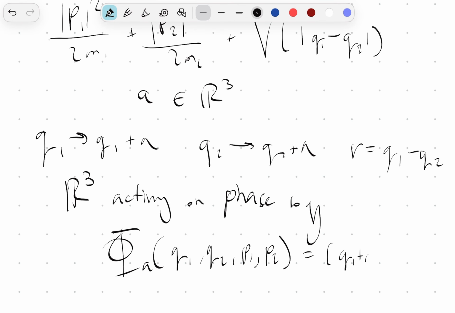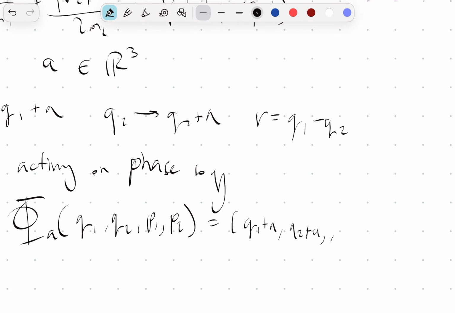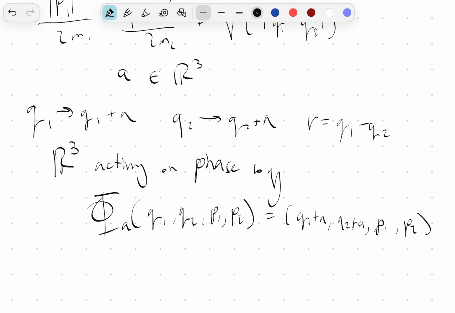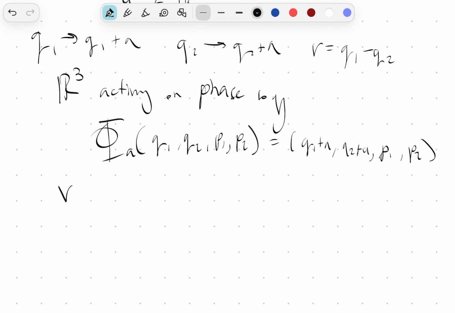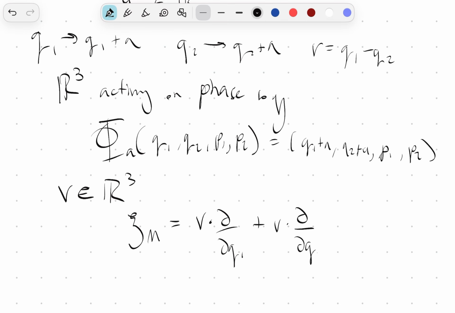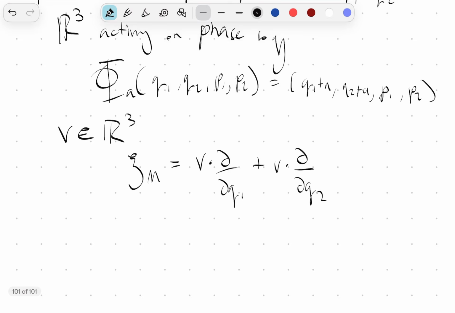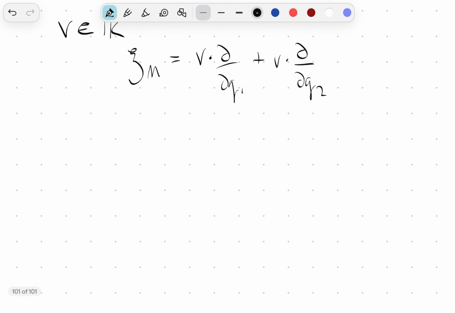to be Q1 plus A, Q2 plus A, P1, P2. And so the infinitesimal generator, or the vector field for the translation vector, basically the element of the Lie algebra for R3, becomes V dot Q1 plus V dotted with Q2.